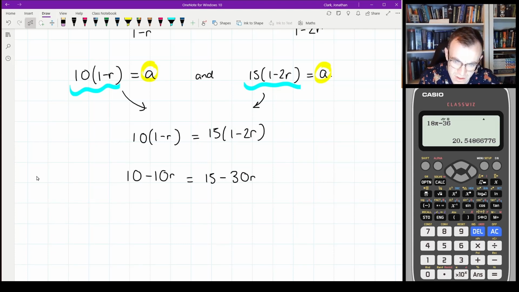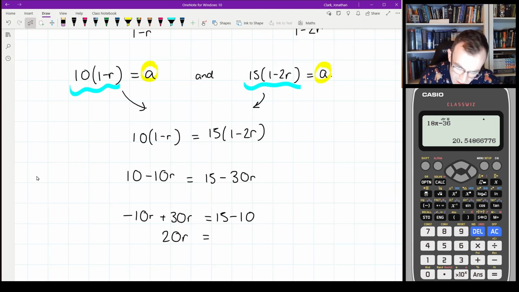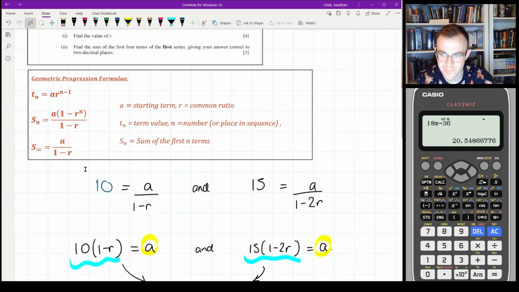Let's take r over to the left so that it's a positive quantity. Let's take the numbers over to the right. So minus 10r plus 30r is over there. 10, 15 take away 10 over here. So it's going to be 20r and 5, and this is going to work out as 5 over 20, which is a quarter. Cool. Nice.